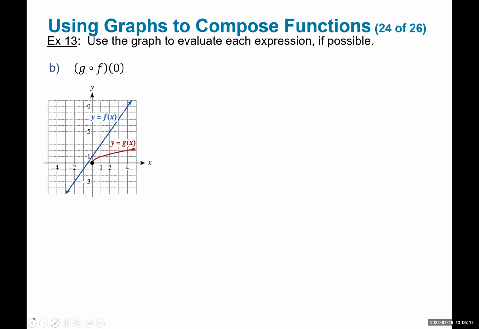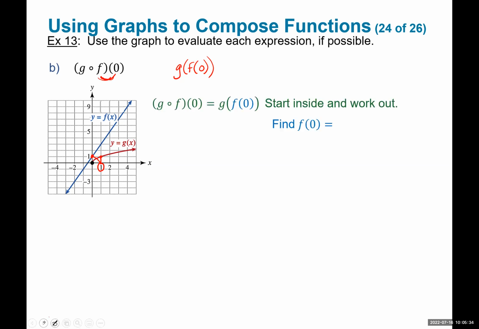Let's do it again. g of f of 0. So then again, remember it's the inside out. So g of f of 0. f of 0 is 1. We take that and we plug it into the input again, and we find where g is, and it's back at 1. So f of 0 is 1. Plug 1 in for g and get the new output, which again is 1.